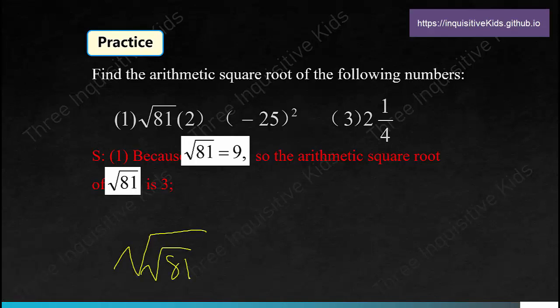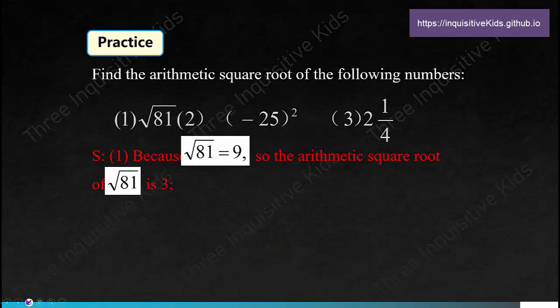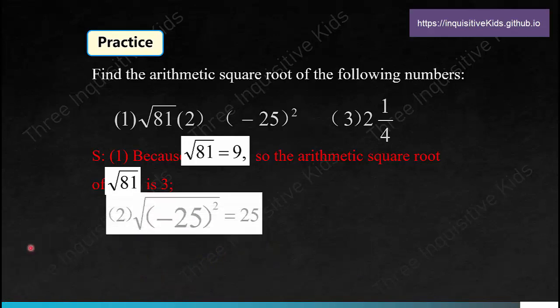actually this. So we're first going to start with the middle, the very inside. So 81's arithmetic square root is 9. And then we still have this extra layer over here, and that makes it 3. So the answer for the first problem is 3, in case you got confused.